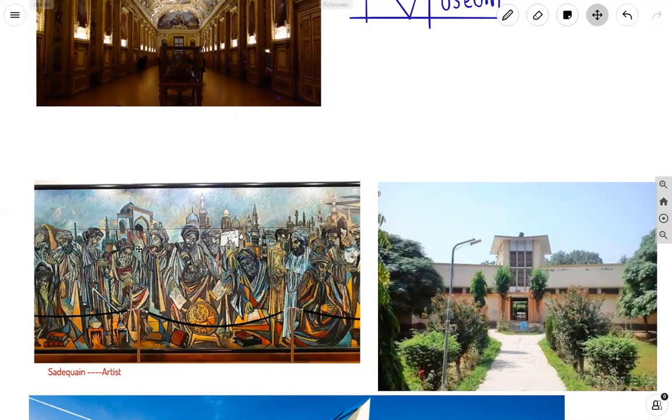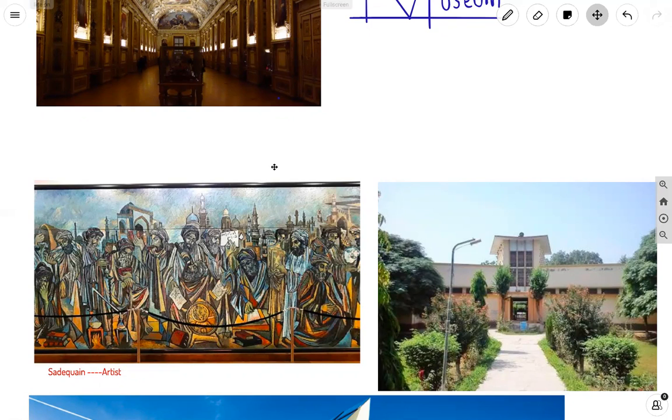And on the left side, I have a very interesting painting. This is done by a Pakistani artist, a renowned artist named Sadiq Khan, and he's very well known for his calligraphy as well as his murals. And you are bound to find a painting inside a museum.